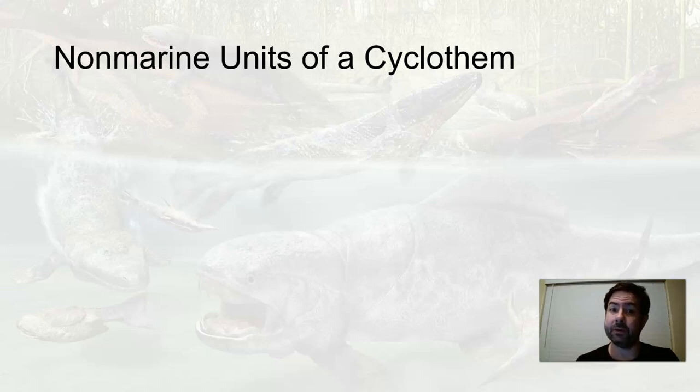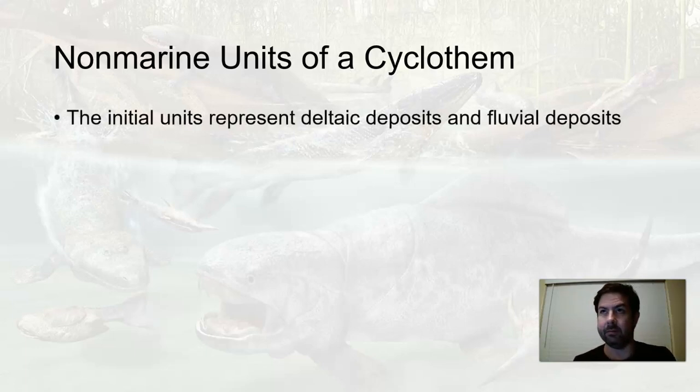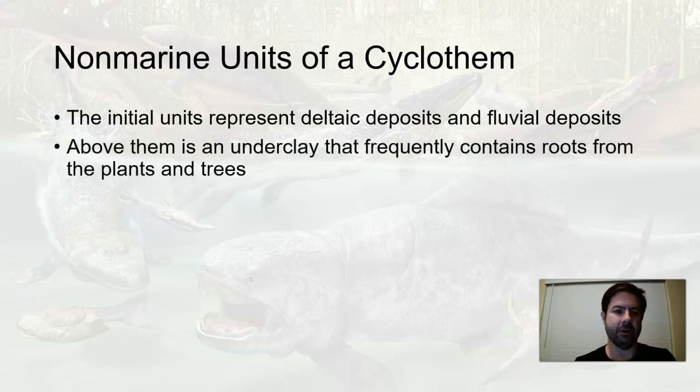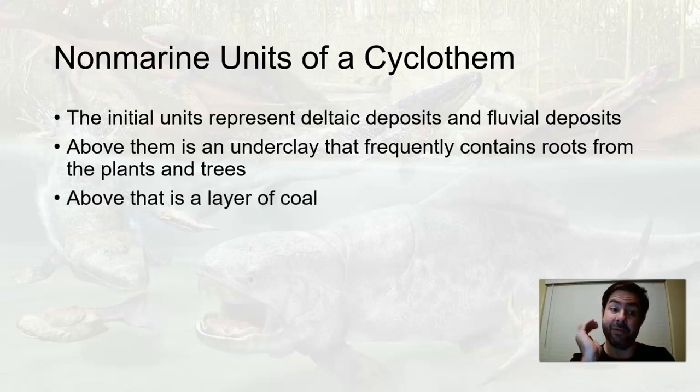And again, they become very important, especially the non-marine units of the cyclothem, the sediment that was deposited not in the shallows or depths of the ocean, but more on dry land or fresh water. The initial deposits of these cyclothems represent deltaic deposits, river deltas, and fluvial deposits, river deposits, so freshwater deposits. And above them is usually a layer of clay that contains roots from plants and trees. And then in a layer just above that is the layer of coal.